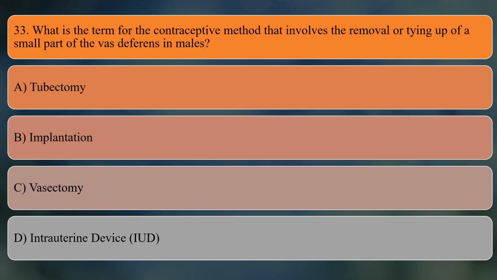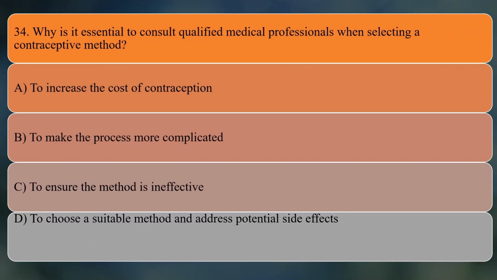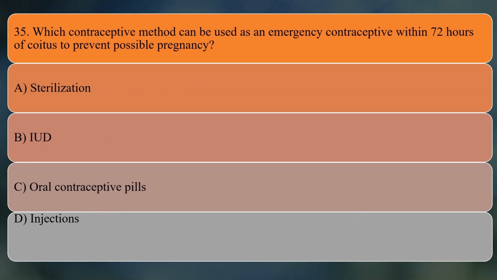What is the term for the contraceptive method that involves the removal or tying up of a small part of the vas deferens in males? Why is it essential to consult qualified medical professionals when selecting a contraceptive method? Which contraceptive method can be used as an emergency contraceptive within 72 hours of coitus to prevent possible pregnancy?